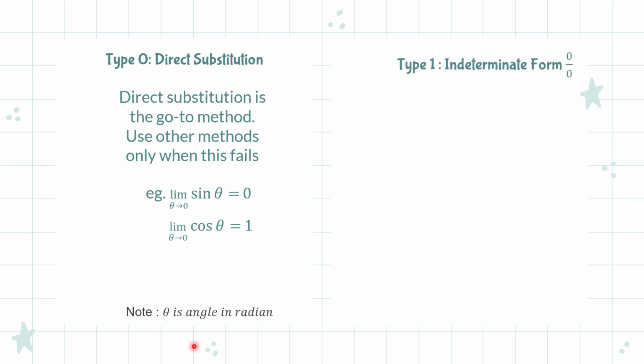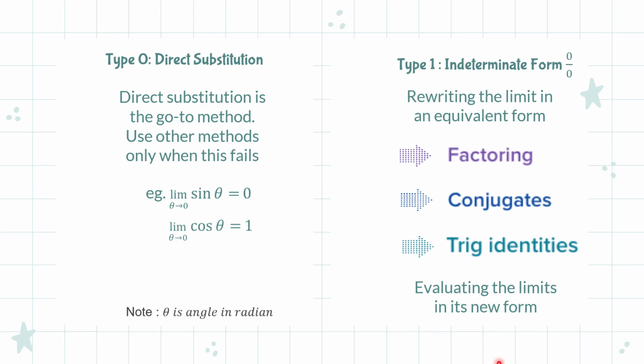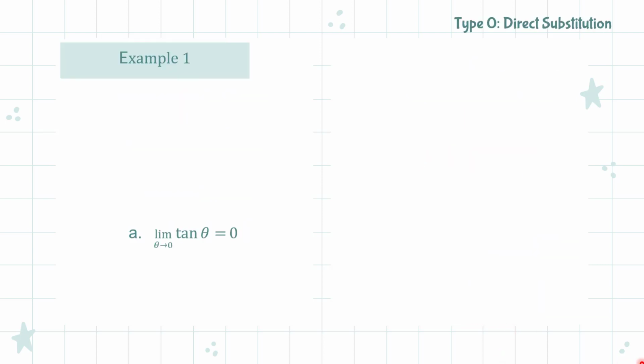So type 1 is the indeterminate form 0 over 0. You can rewrite the limit in an equivalent form, changing the form of the trigonometric terms so that you can calculate it. The change of form can be done using factorization. You can also try to multiply by the conjugate or use trigonometric identities. After the limit of trigonometric terms changes, you can evaluate the limit in its new form. So this is example 1 of type 0.